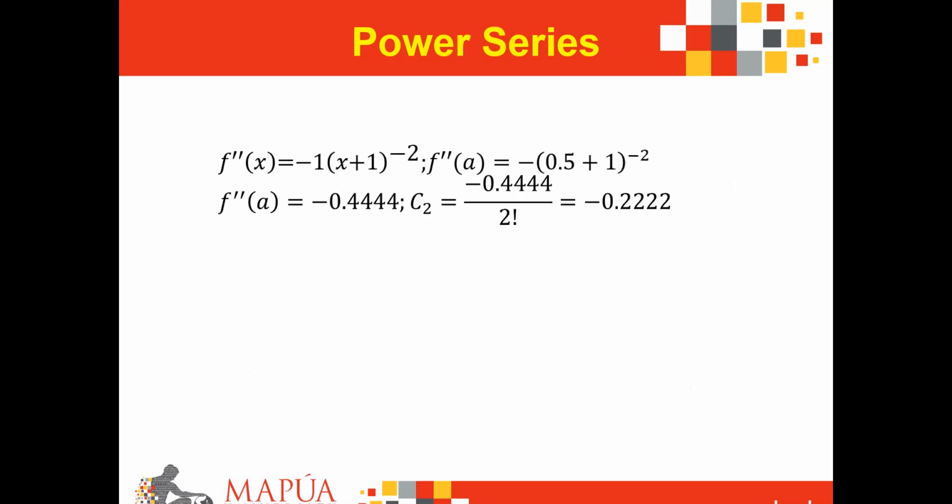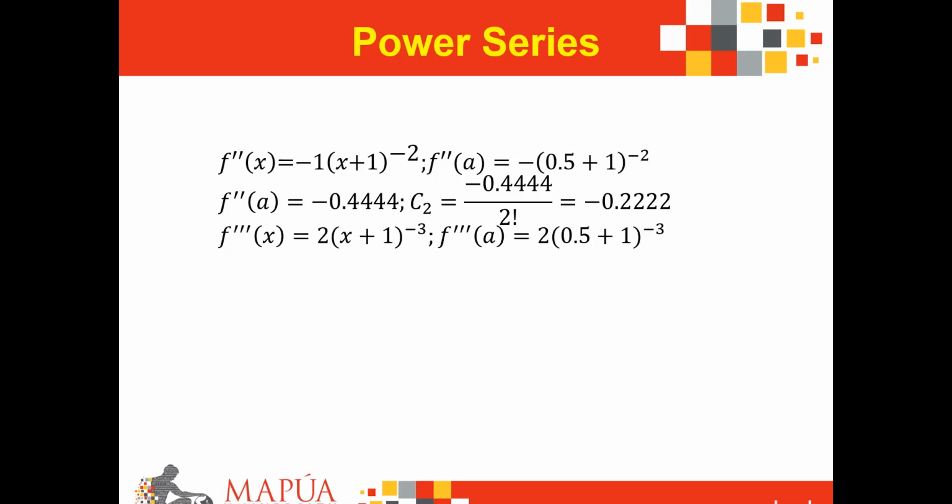Your second derivative at A now is equivalent to negative 1 multiplied by x plus 1 raised to negative 2. Hence, your second derivative at A, substituting your 0.5 to your value x, gives us this solution with a value of negative 0.4444. Hence, your C2, which is negative 0.4444 divided by 2 factorial, is now equivalent to negative 0.2222.